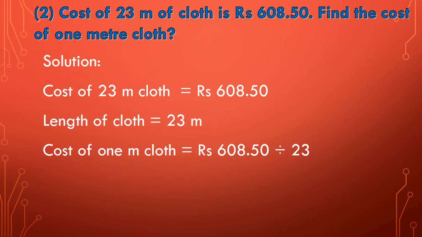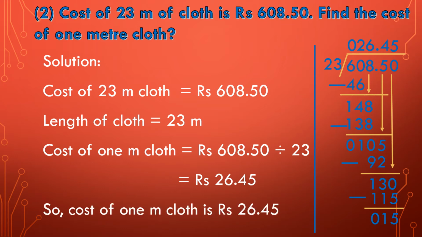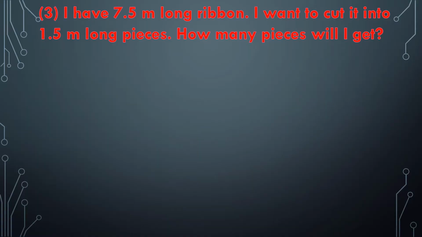Now divide rupees 608.50 by 23. Everyone knows how to do division. So pause the video and do the division on your own and check. The answer is rupees 26.45 and the last statement is cost of 1 meter cloth is rupees 26.45. Note, if we divide 608.50 by 23, we get 26.4565217391... But while solving word problems, do division up to 2 places of the decimal. Let us solve one more question.